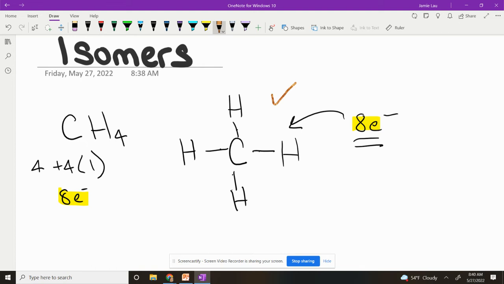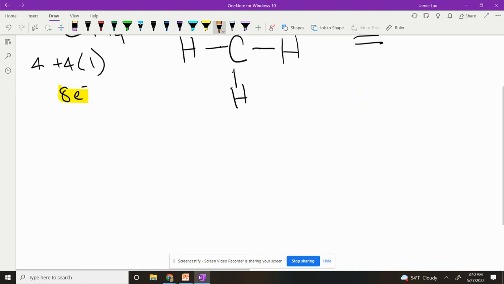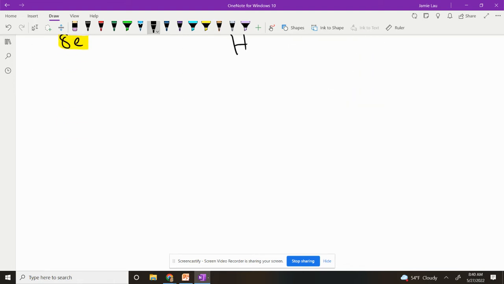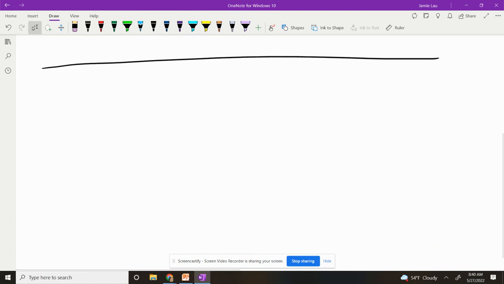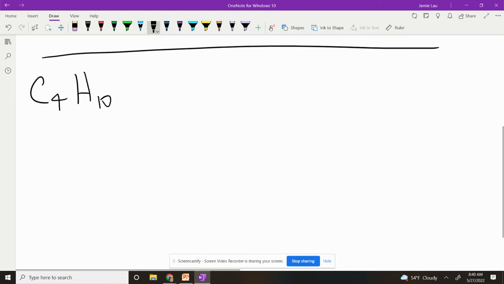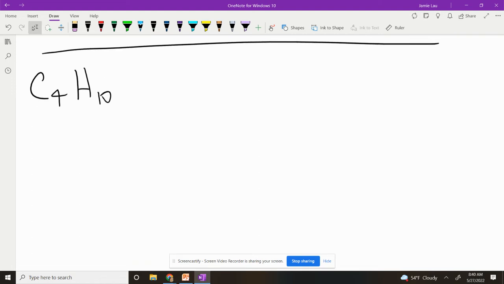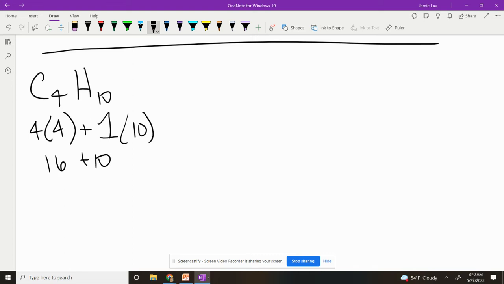But what happens when there might be different possibilities for how you can draw these structures? Let's look at an example of C4H10. In the structure, if we do an electron count, each carbon has 4 electrons, and there are 4 carbons. Each hydrogen has 1 electron, and there are 10 hydrogens.